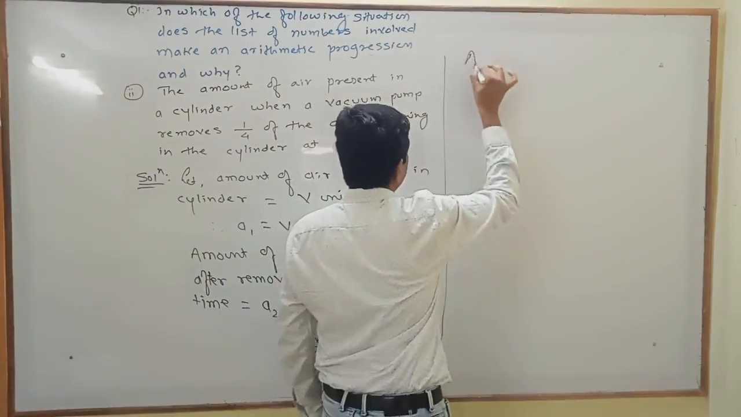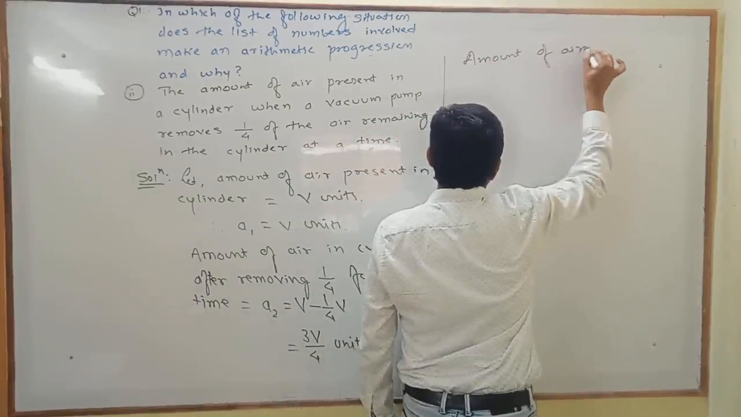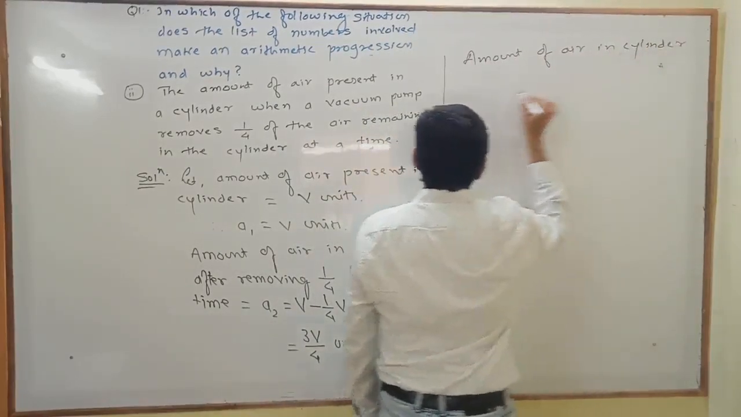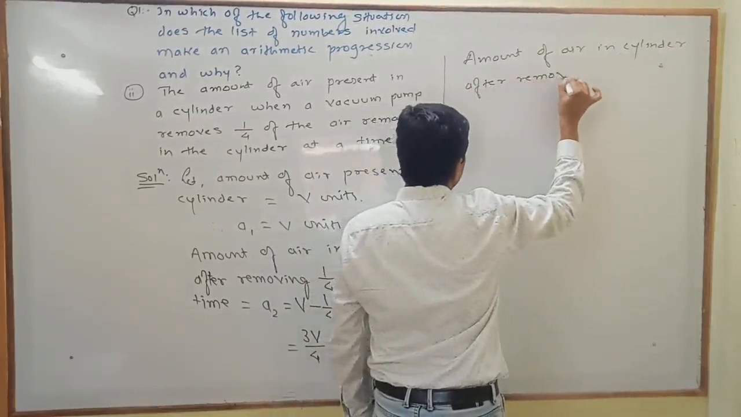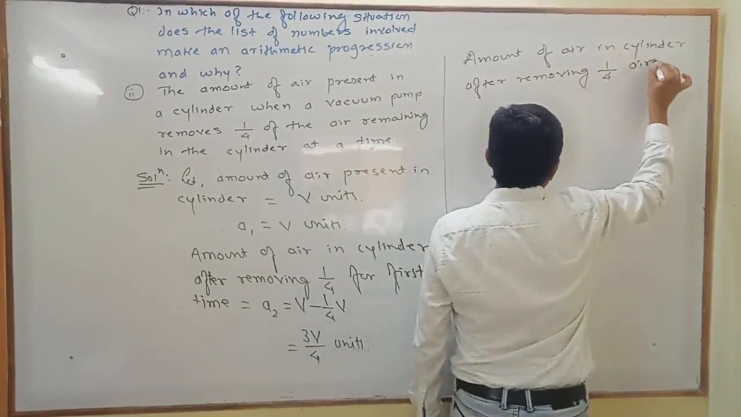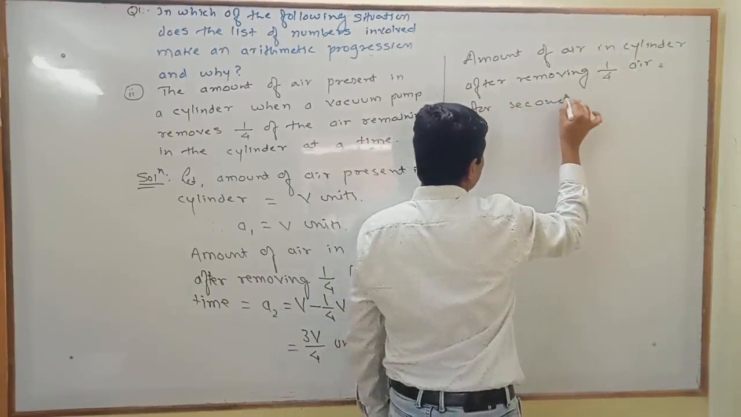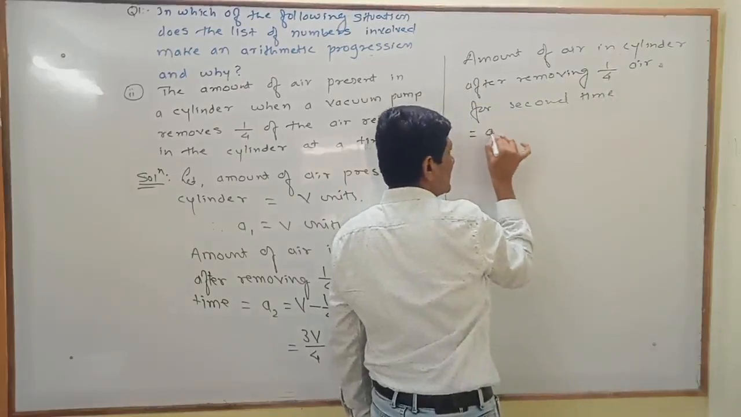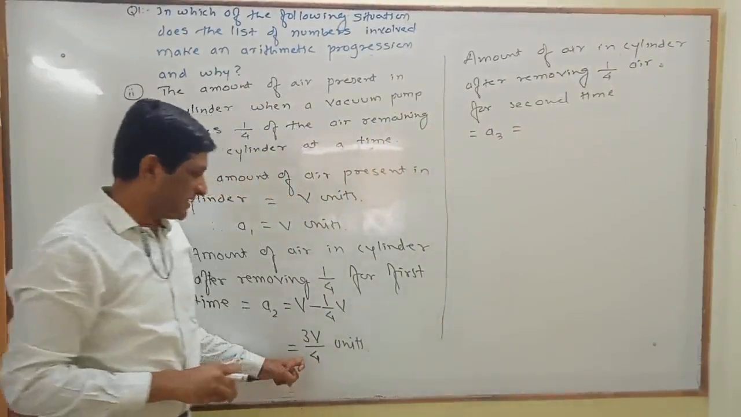So the amount of air in the cylinder after removing 1/4 air for the second time is equal to, let us denote this term by A3. So now at this time how much air is present?